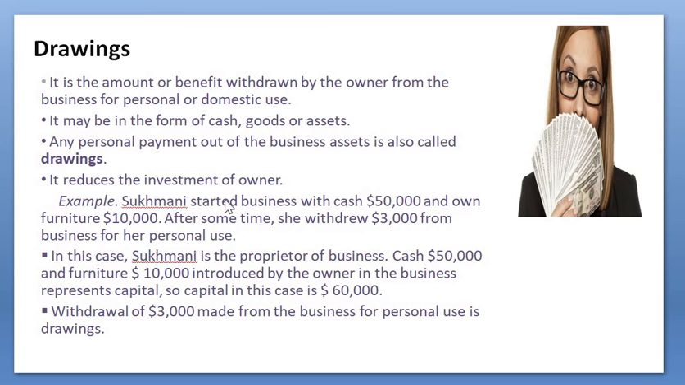For example, Sukhmani started business with cash 50,000 and own furniture 10,000. After some time, she withdrew 3,000 from business for her personal use. 50,000 से business start हुआ, 10,000 का furniture है, and 3,000 withdrawn for personal use. In this case, how much amount can be known as capital? 50,000 cash plus 10,000 furniture. So 60,000 will be the capital, and 3,000 is known as the drawing of the business. So that is all about the capital and drawing.